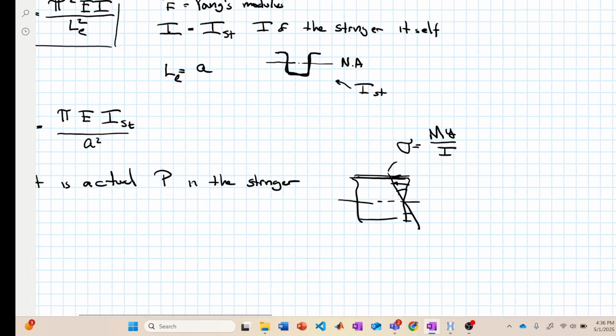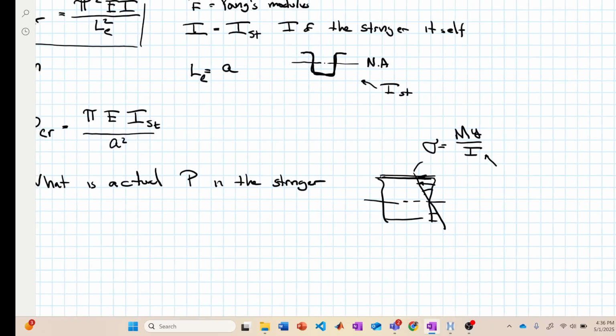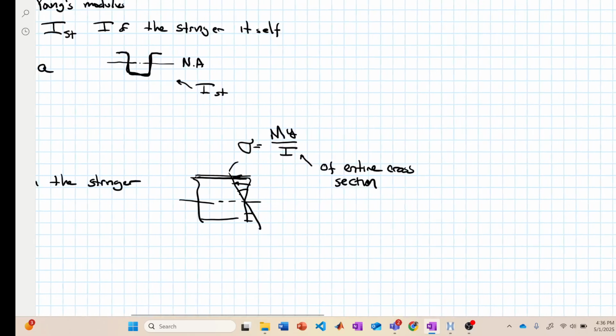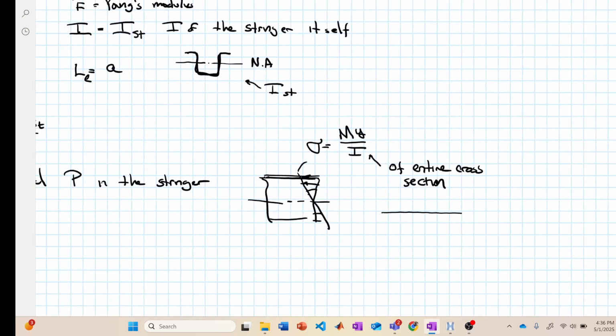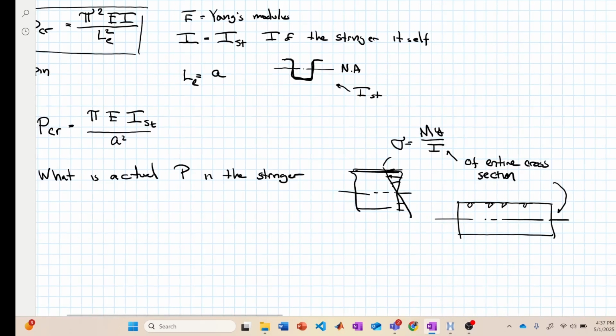In this case, this I is the I of the whole cross section, not the I of just the stringer. That's going to be your box section with whatever stringers you have here. It's the I of the entire section about its neutral axis, not the I of the stringer, because we're talking about the global bending of the whole box.